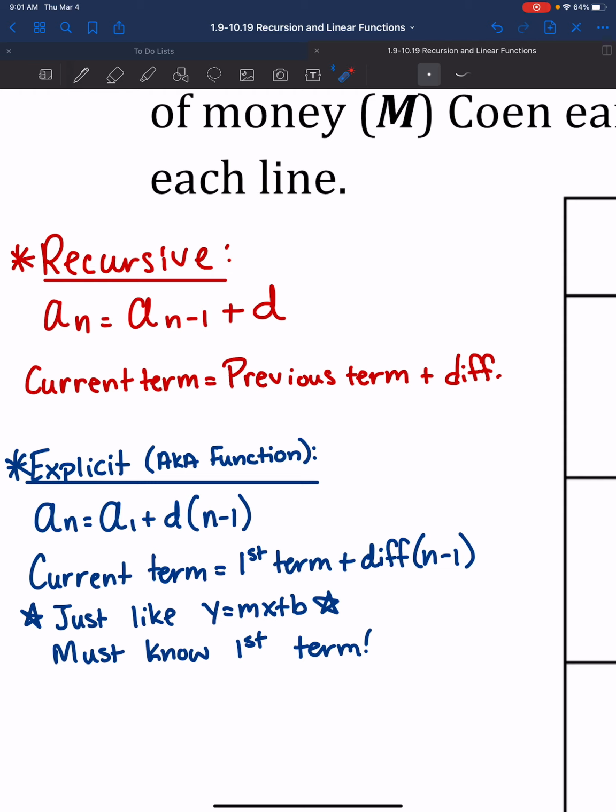And then explicit follows the form a sub n is equal to a sub 1 plus d times n minus 1. This just means that the current term is equal to the first term plus the difference. And this is just like y equals mx plus b, which is the linear formula, right? And now in order to do an explicit function or a function rule, you need to know the first term because that's what a sub 1 is, all right?